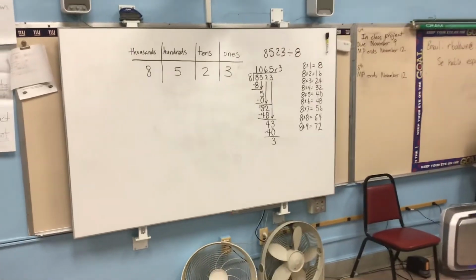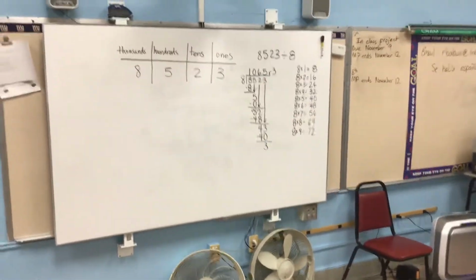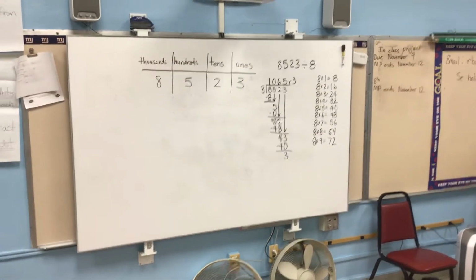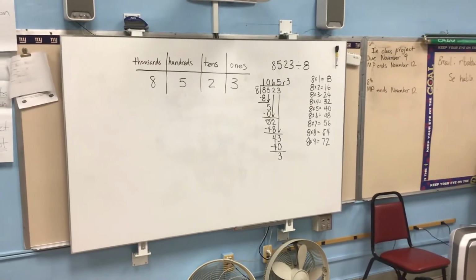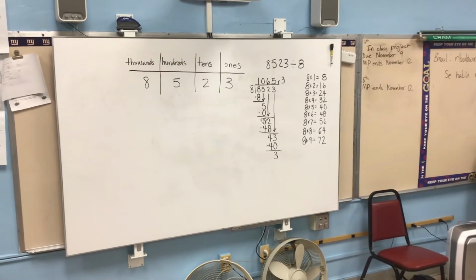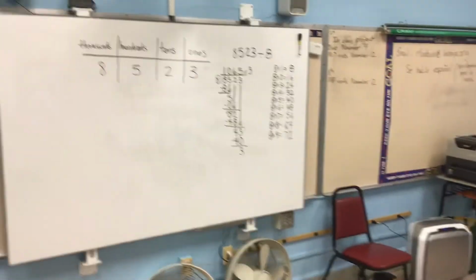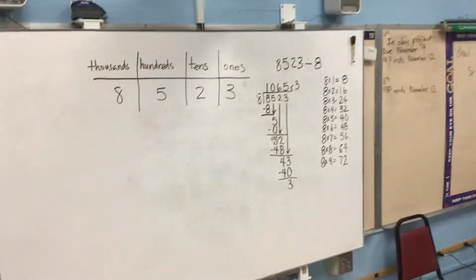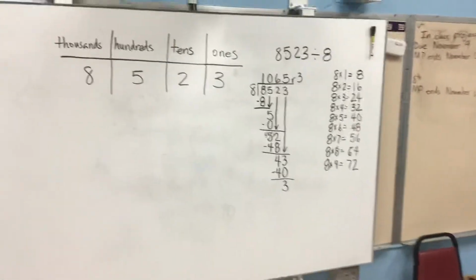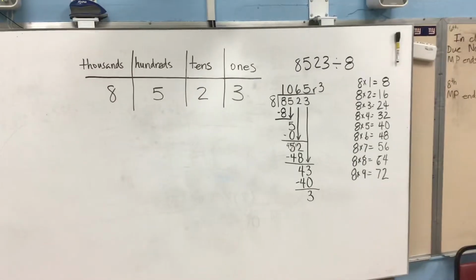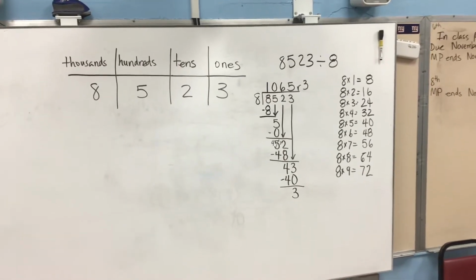I'm an animal. Now, as you can see, I also have a place value chart to make sure I line everything up. Believe it or not, there are some kids that don't know how to line things up and have a lot of issues with division. So please be sure of that.